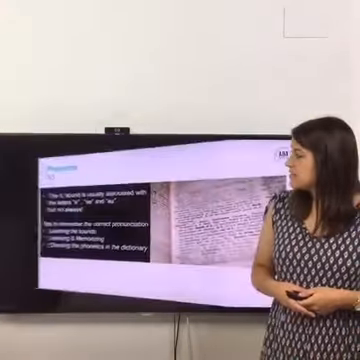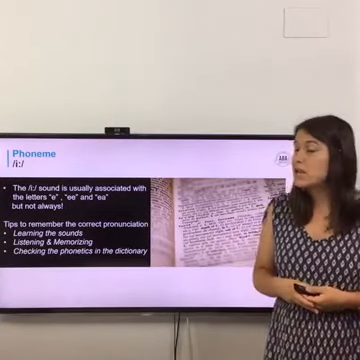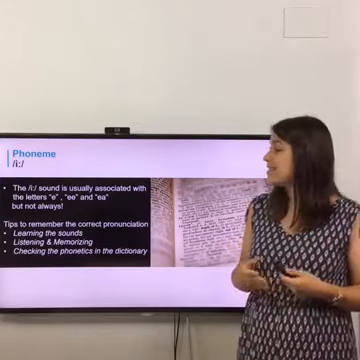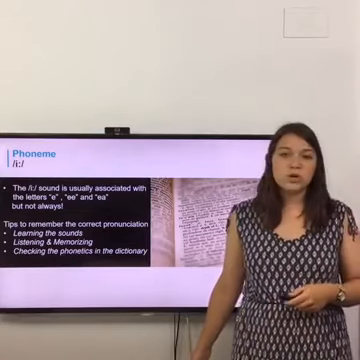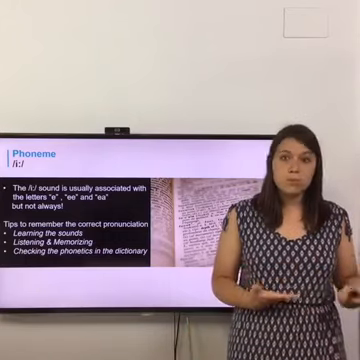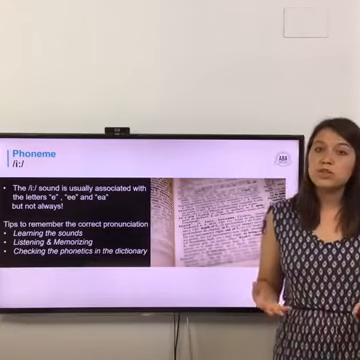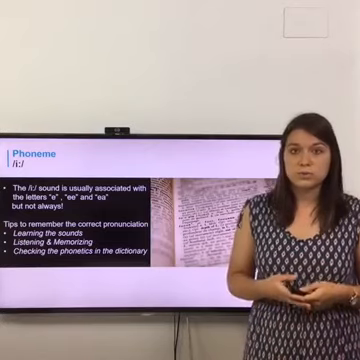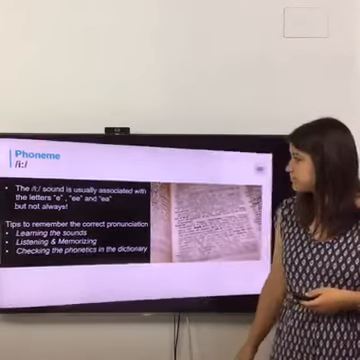Let's look at what letters are associated with the phoneme E. Normally, the letter E or double E as well as EA, but not always. So, the way to remember the correct pronunciation is learn the sound, listen and memorize, and check the phonetics in the dictionary. Once you learn the phonetic transcription, if you ever have a doubt about how a word is pronounced, you can look up the transcription and that way you know for sure.